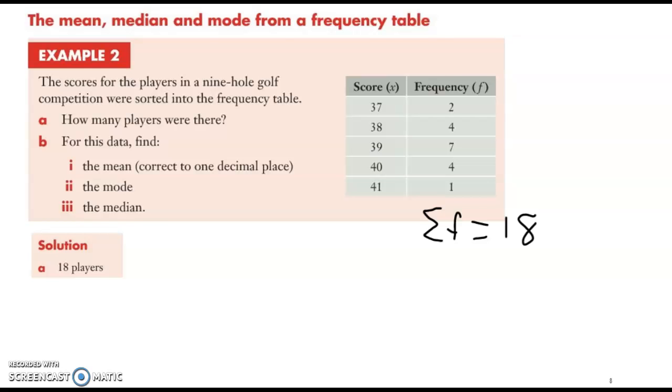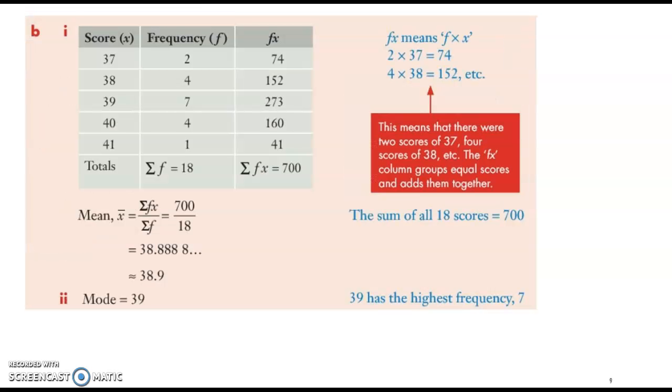Okay, so our next part that we need to do is to calculate the mean from the table. If you have a look at the table here, it's been copied for you. We've got score, frequency, and we've added a new column called the F times X column.